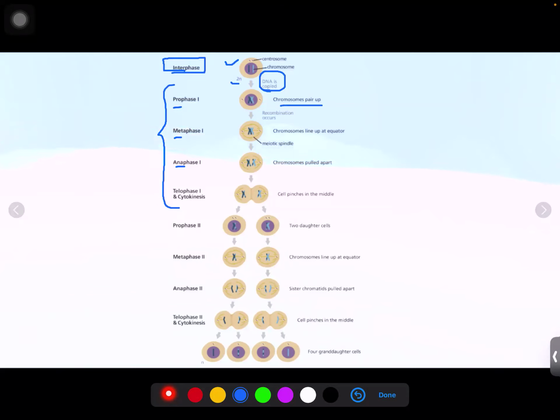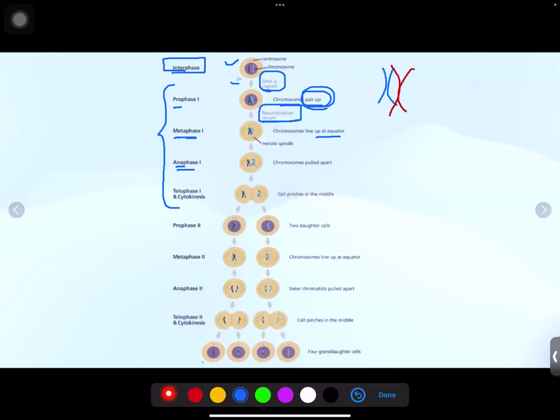In prophase, chromosomes pair up. See, this is the pairing up. The chromosomes here are recombined. So this is unique to meiosis. This does not happen in mitosis. So recombination occurs in prophase 1 of meiosis. Then in metaphase, they line up at the equator. Same in anaphase, the chromosomes are pulled apart by the mitotic spindle. Same in telophase, they separate.